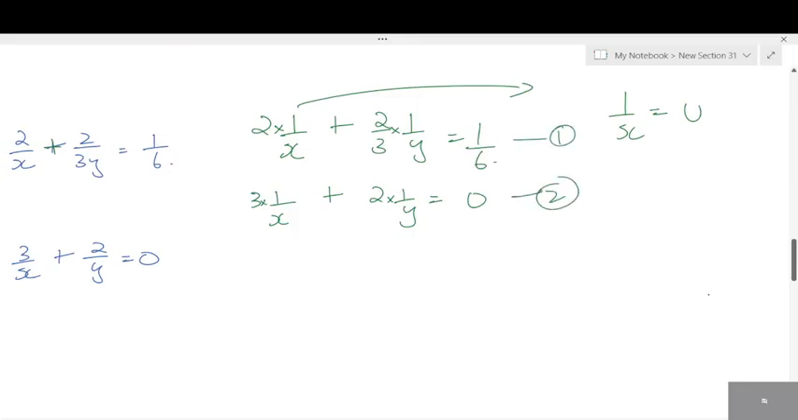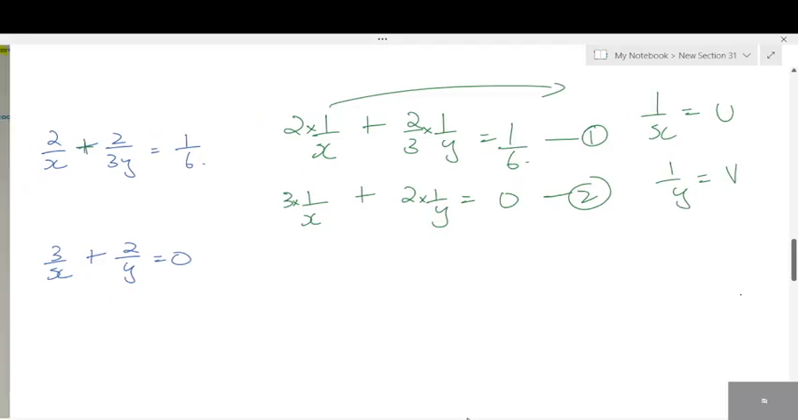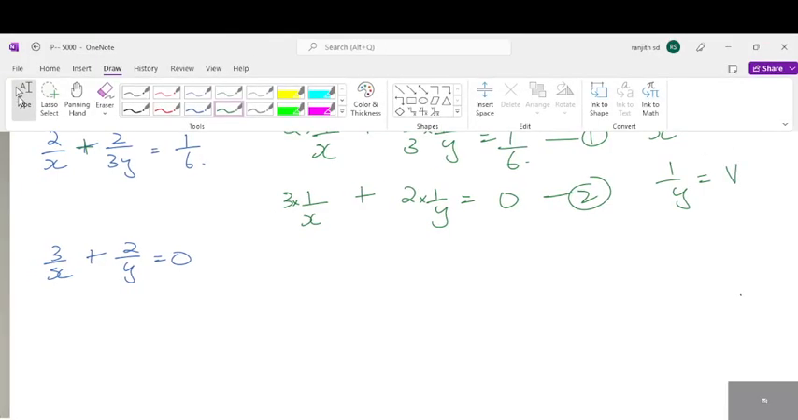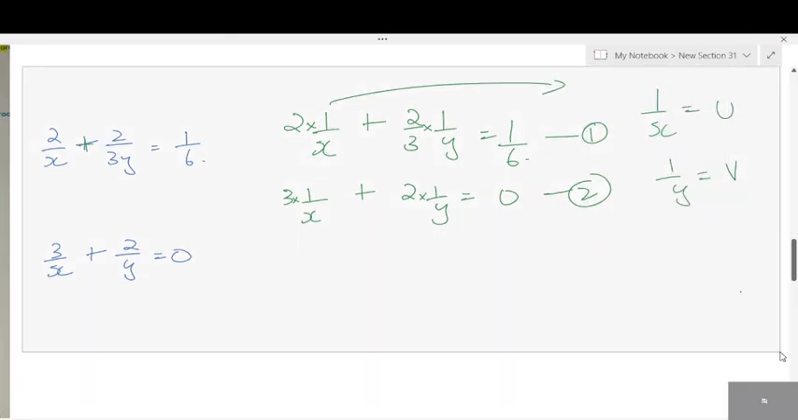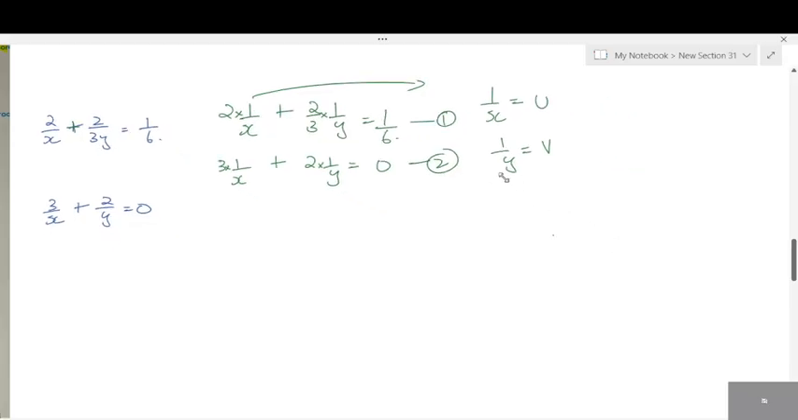This is the second. So I've taken 1 by x and assigned the value u. Then I've taken 1 by y and I'll assign a value v. You can assign any alphabet, a, b, c, d, anything. But in the textbook it is given as u and v. So I'll take u and v.